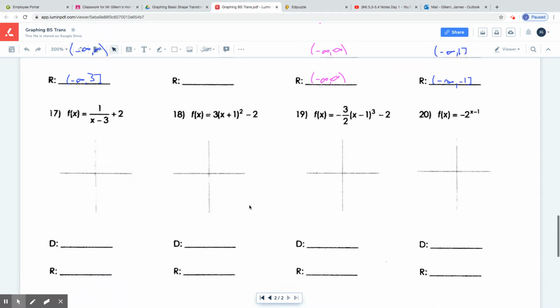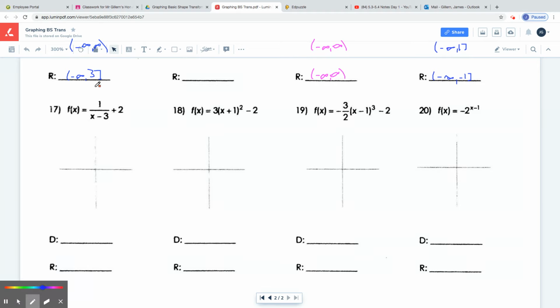All right, 17. 17, we have a rational. All right, normally we have a vertical asymptote at 0, horizontal asymptote at 0, curve here, curve here. That's the basic. All right, so what we have happen here, we have moving over 3, so that means we have a vertical asymptote at 3, and we have a horizontal asymptote at 2 because of this. All right, it moved up 2, so that means instead of being at 0, it's at 2. Move to the right 3, so instead of being at x equals 0, it's at x equals 3.